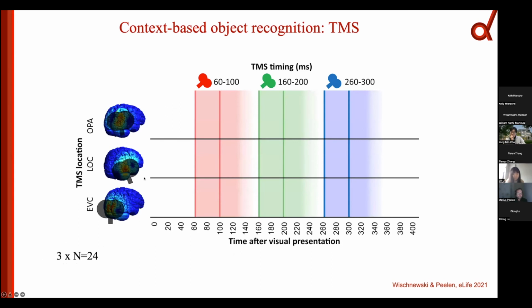Now we stimulated 3 different regions in different participants, and these participants were selected based on the replication study that I showed you earlier, such that we could effectively stimulate these regions in every participant. So we had the OPA, the scene-selective region, the LOC, and early visual cortex as an additional region. And importantly, we stimulated in a time-specific manner. Rather than a whole train of pulses, we had just 2 pulses delivered at specific time points relative to stimulus onset: 60 and 100 milliseconds, 160 and 200, or 260 and 300 after visual presentation. And we had 24 subjects in each of these groups for a total of 72.